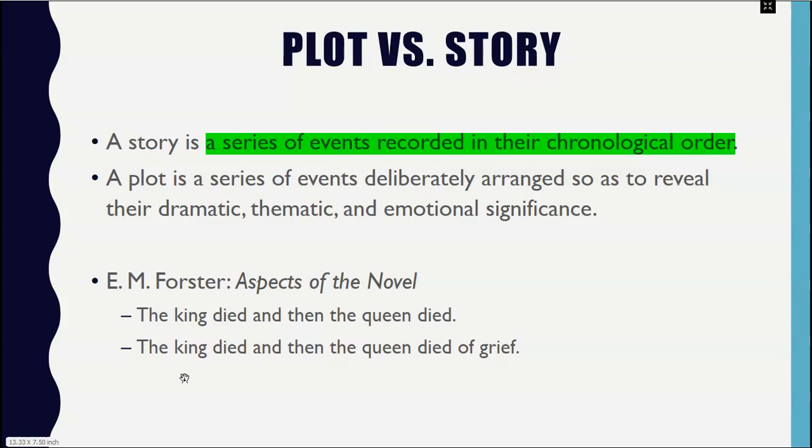However, imagine that a writer wants to turn this story into a plot. In the plot, we have the same sentence, but we have the emotional significance of it too. The king died, and then the queen died of grief. Adding these two words to the basic story events gives you an extra layer of significance, which, as we said, could be dramatic, thematic, or emotional.